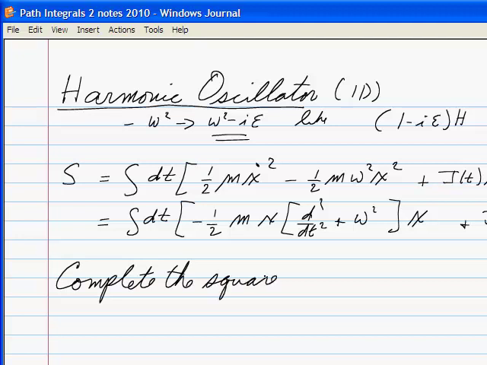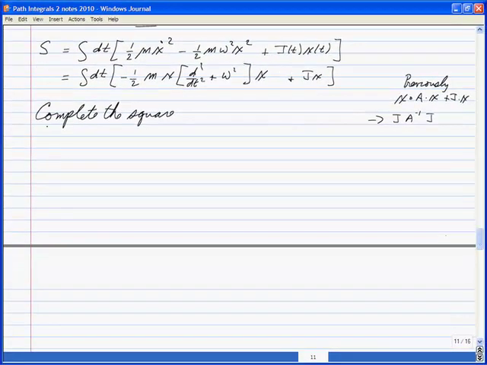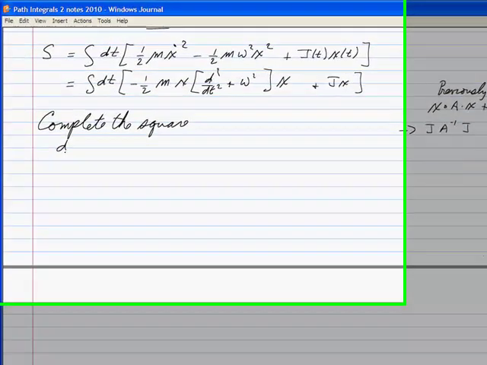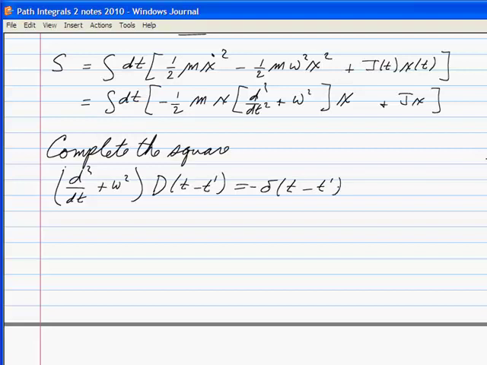Okay, I've got x squared and x, so I can complete the square, but x squared has this funny differential operator. So let's define the inverse of that. So basically, my differential operator is d squared by dt squared plus omega squared. The inverse of that is what I'm going to call D of t minus t prime, and up to a minus sign, it's delta function of t minus t prime. That's what we mean by the inverse.